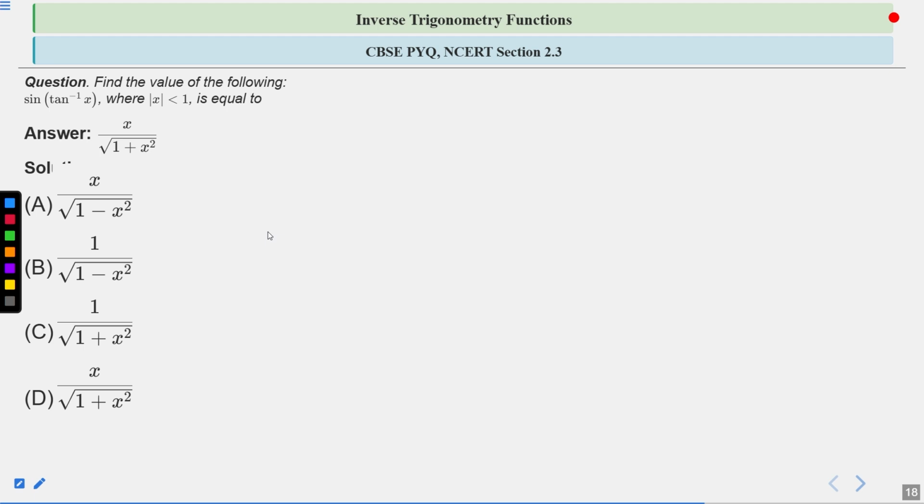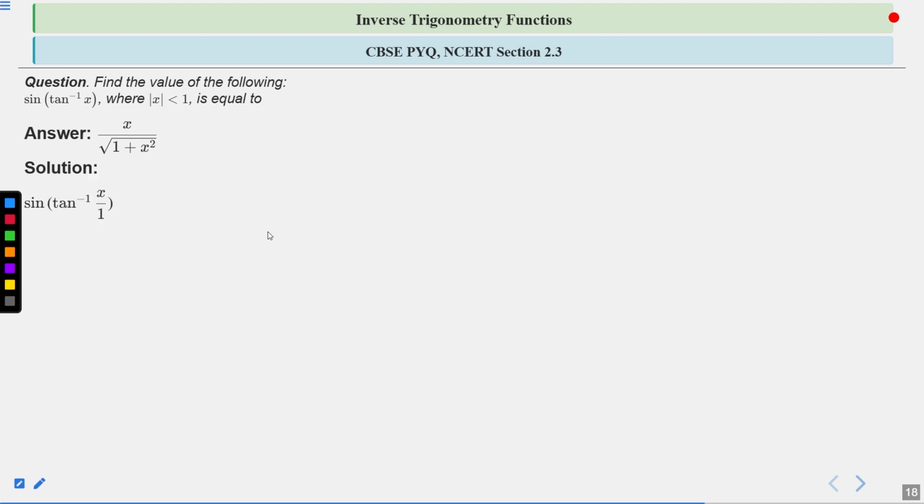See, it is given that sine of tan inverse x, right? So we can write it as sine of tan inverse x by 1, right? Therefore we can write it further as sine of sine inverse x upon root over 1 plus x square. See, if tan theta is x, right? X upon 1, so the hypotenuse will be root over 1 plus x square. So what will be sine theta? Sine theta will be perpendicular upon hypotenuse, which is x upon root over 1 plus x square, right? So we can further write it as sine of sine inverse x upon root over 1 plus x square. Clear? So it will be finally equal to x upon root over 1 plus x square.